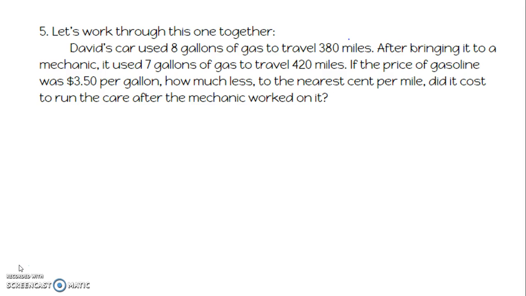Let's take a look. David's car used 8 gallons of gas to travel 380 miles. After bringing it to a mechanic, it used 7 gallons of gas to travel 420 miles. If the price of gasoline was $3.50 per gallon for each gallon, how much less to the nearest cent per mile did it cost to run the car after the mechanic worked on it? Okay. Well, we know it took us 8 gallons to go 380 miles.